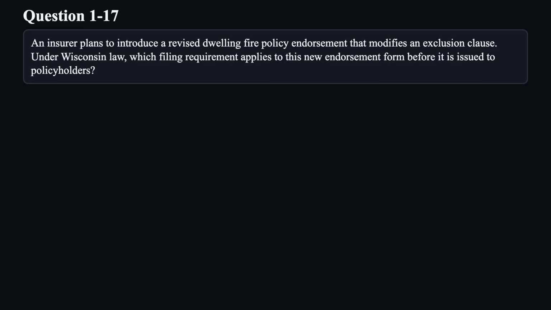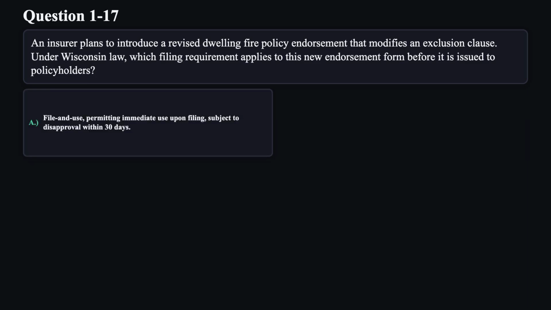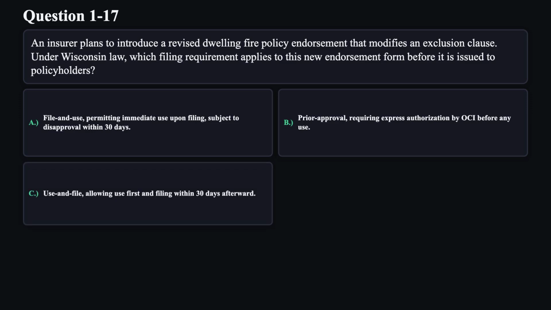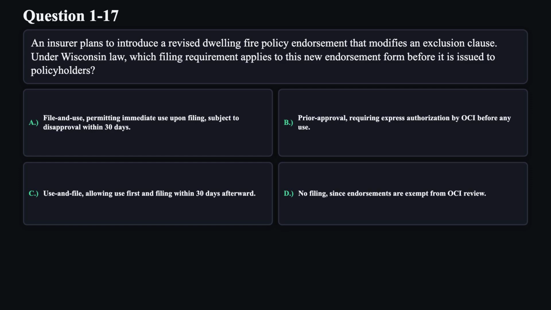Question 17. An insurer plans to introduce a revised dwelling fire policy endorsement that modifies an exclusion clause. Under Wisconsin law, which filing requirement applies to this new endorsement form before it is issued to policyholders? A. File and use permitting immediate use upon filing, subject to disapproval within 30 days. B. Prior approval requiring express authorization by OCI before any use. C. Use and file, allowing use first and filing within 30 days afterward. D. No filing since endorsements are exempt from OCI review.